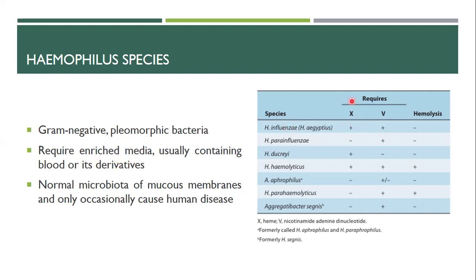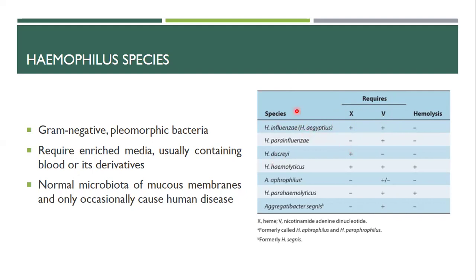So we have your X factor and your V factor. Your X factor or your hemin factor is actually derived from the hemoglobin found in the blood. And your V factor or your NAD, nicotinamide adenine dinucleotide, should also be present for the isolation of your Haemophilus influenzae.